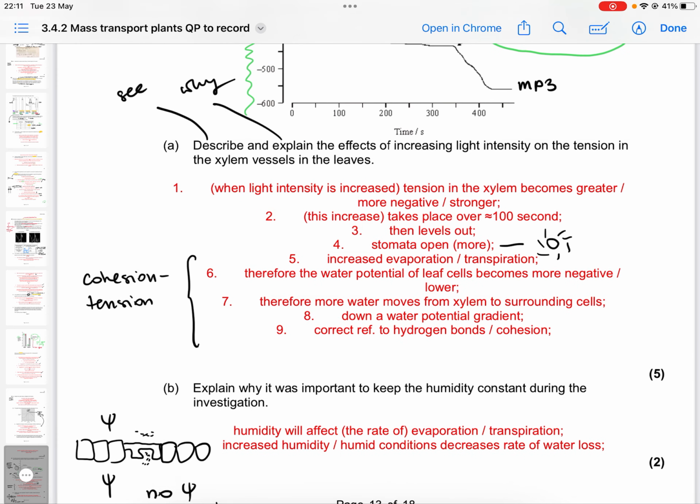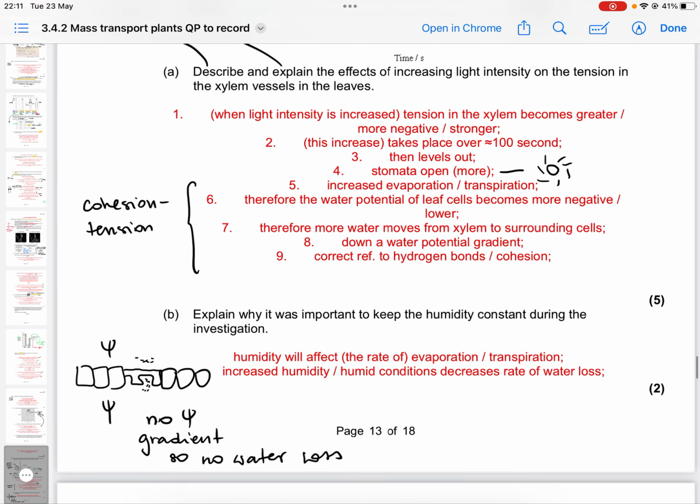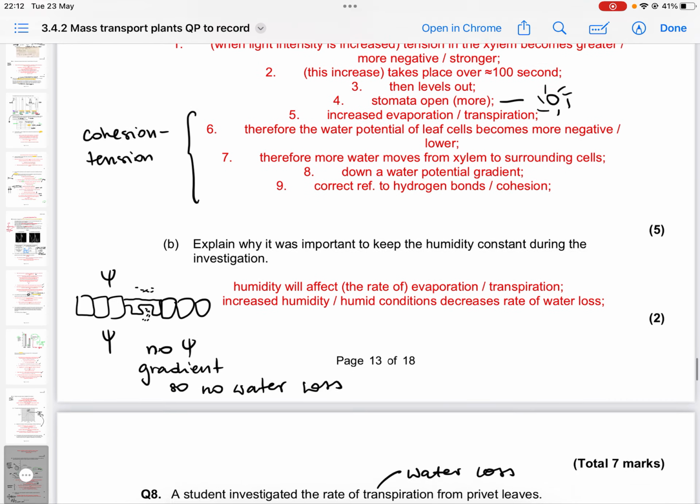In question B, is it important to keep the humidity constant? Well, yes it is, because if you think about it, the water potential inside and outside the leaves would be affected if there was a difference here. So in that case, if we keep the humidity constant, the water potential gradient would not be created. Hence, there will be no transpiration that will prevent the water loss.